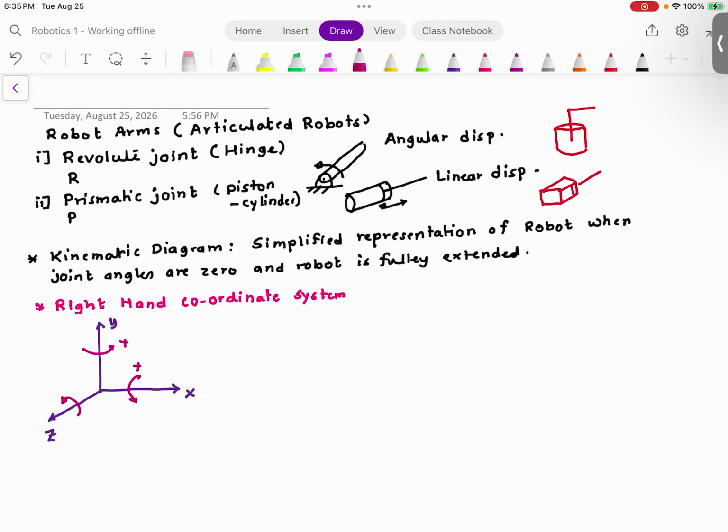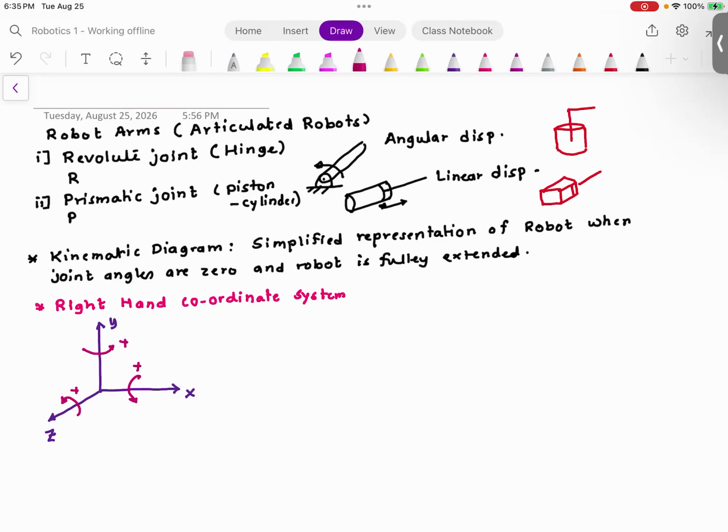If you curl your right hand fingers and your thumb is pointed towards negative x, negative y, or negative z, that rotation is negative. Everyone understood this? So for all our robotic systems, we are going to use the right hand coordinate system. Everyone understood this? Okay. Now, the one important thing that we want to understand is where are these frames located?